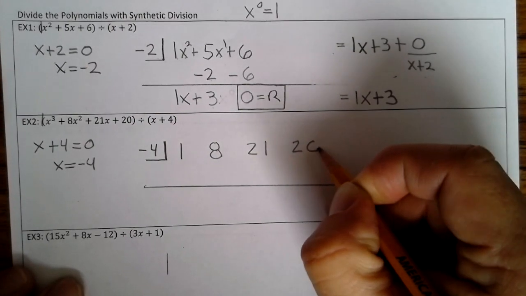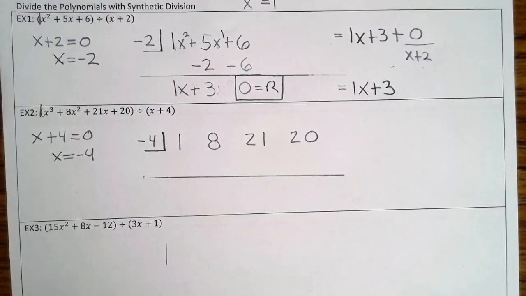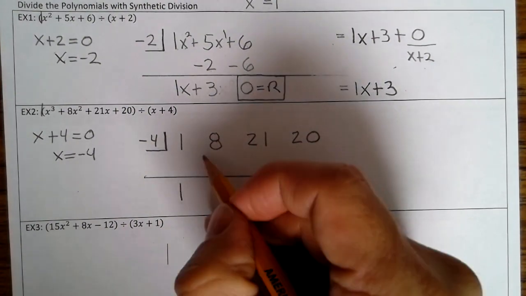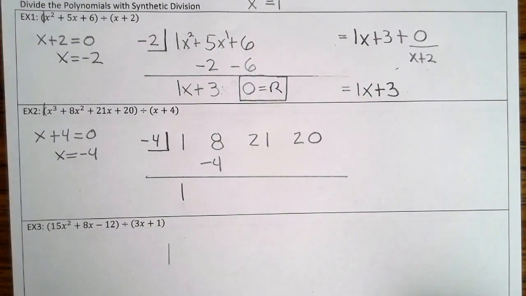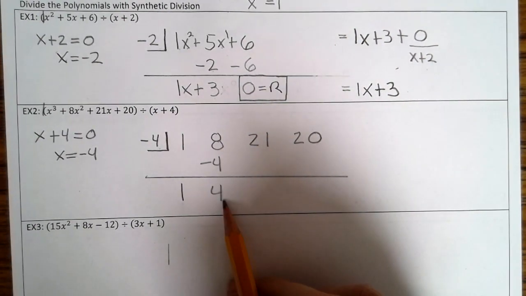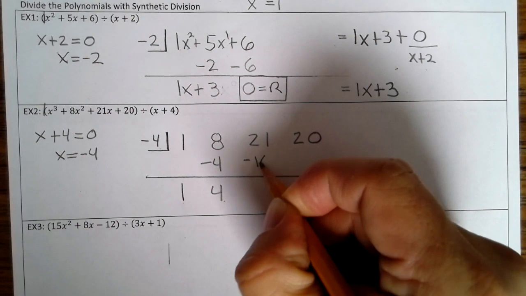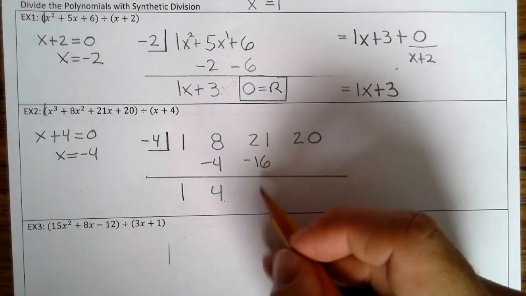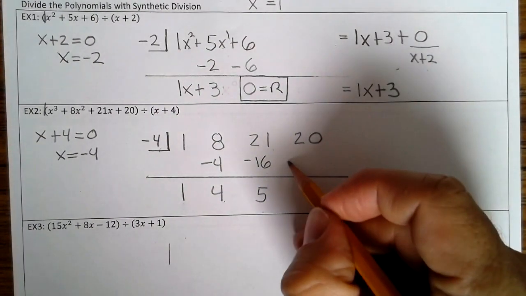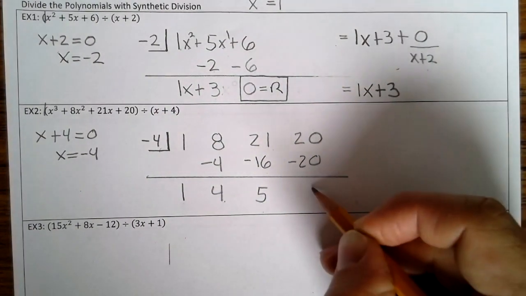Okay? You bring down the 1. So negative 4 times 1 is negative 4. 8 minus 4 is 4. Negative 4 times positive 4 is a negative 16. 21 minus 16 is a positive 5. Negative 4 times 5 is negative 20. 20 minus 20 is 0. So your remainder is 0.